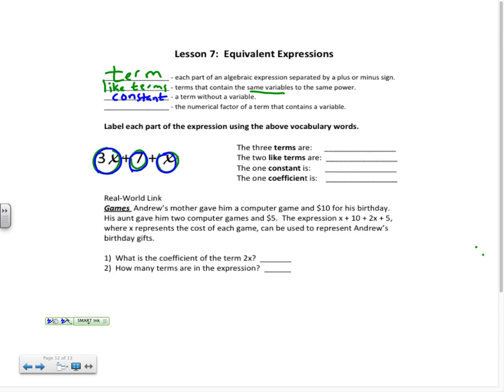And then finally, a numerical factor of a term that contains a variable. Numerical comes from the word number, so it's a number factor that goes with a variable. So for example, 4y, 7x, 3m. We know these are factors because it's multiplication. A factor times a factor means we're multiplying. So it's the number part. So 4, 7, 3 are part of those terms. That's called a coefficient.